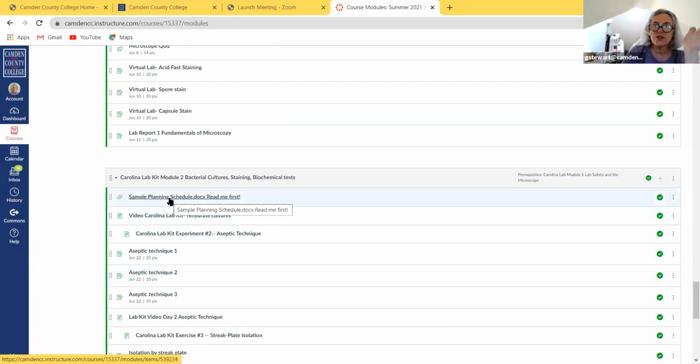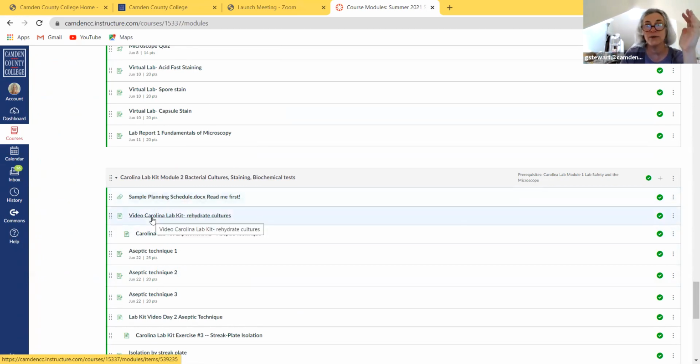Read this first, the scheduling document. It's a sample. It's not going to be perfect for you, but if you have it and you plan out how your system is going to go, it will help you. Since it is summertime, and since it's like 90 degrees this week, it's going to be really hot. Your bacteria are going to grow really quickly.